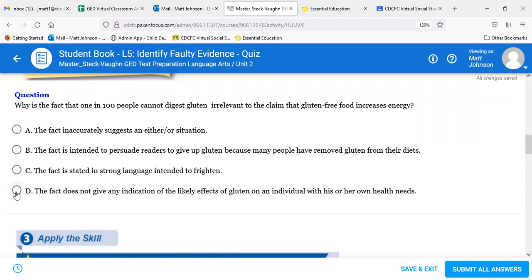Is it D? D as in dog. The fact does not give any indication, right? Those things are not related. Just because 1 in 100 people cannot digest gluten, that's irrelevant to whether removing it from your diet is going to give you lots of energy and help you lose weight. You would have to have a whole study about the people that can't digest gluten and see what their energy levels are like and how they lose weight. Those things are absolutely not related at all. So D as in dog.